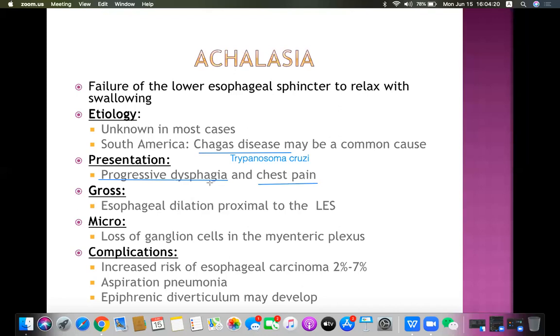One more thing is also happening here: aspiration. Aspiration is one of the complications, highlighted a bit below. Aspiration is common because food and fluid are not going distally because of the obstructed segment. So that tube gets filled and then it will trickle down anteriorly, resulting in aspiration.